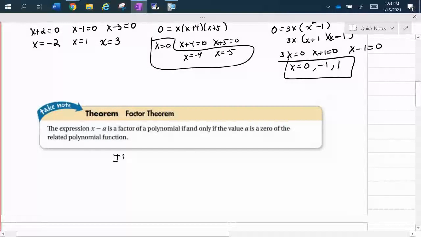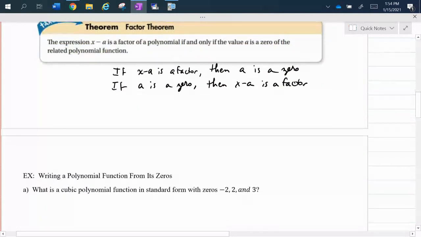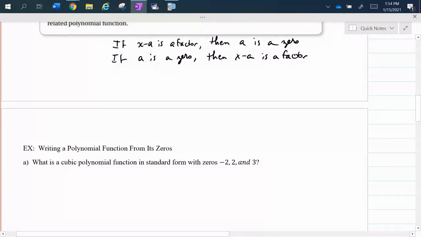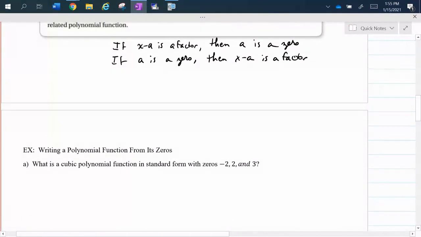So what that's basically saying is that if x minus a is a factor of the polynomial, then a is a zero. And if a is a zero, then x minus a is a factor. Okay, so knowing that, we can write a polynomial function if we have the zeros.